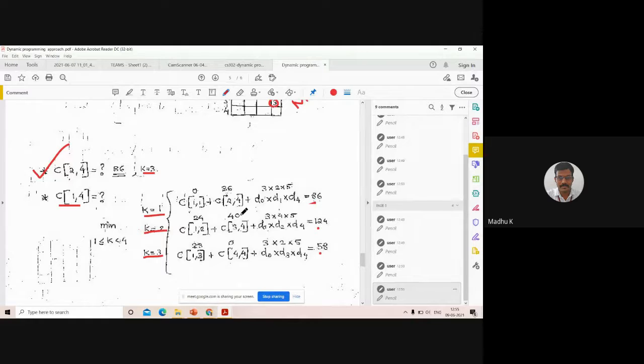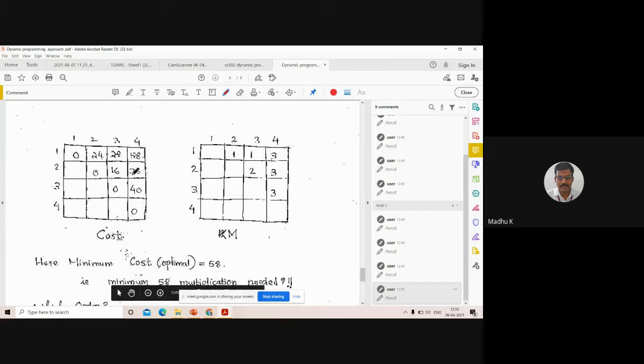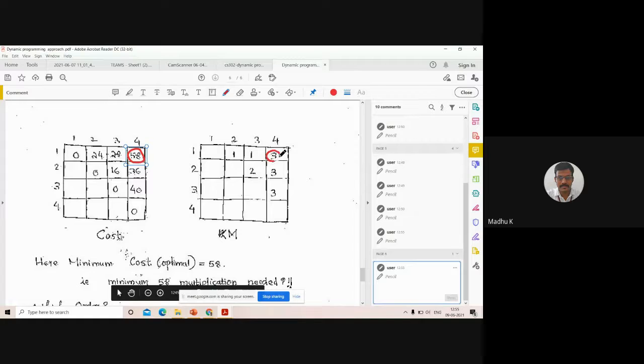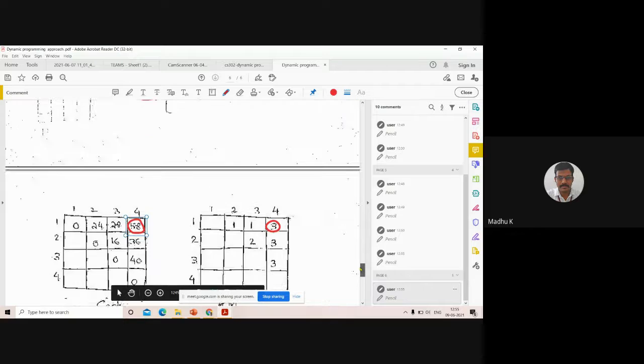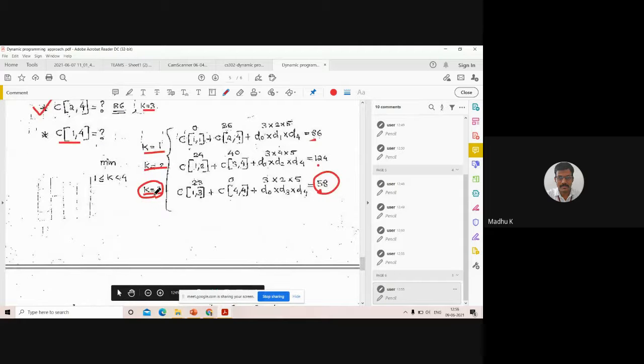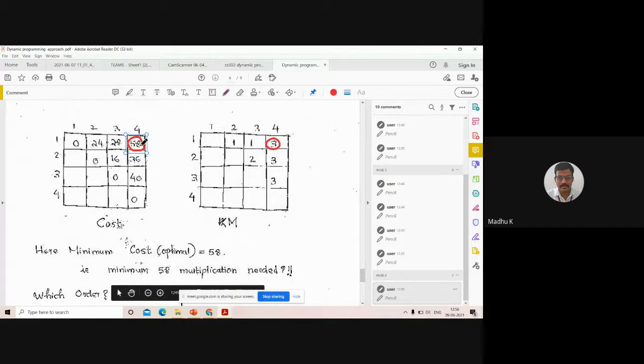So which is the minimum among them? 58 is the minimum. For what value of k is it minimum? k is equal to 3. So I will update 58 here and 3 here. Try to understand how I am filling M. Here 58 is the minimum, and at that time k is equal to 3. So I filled 58 and 3.